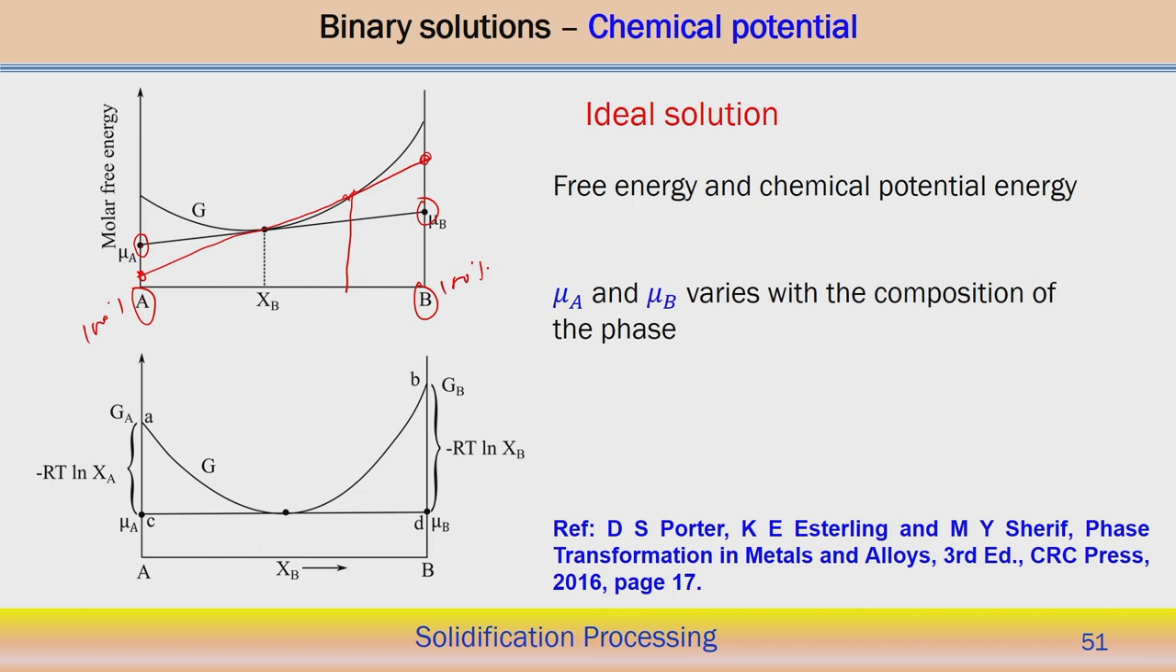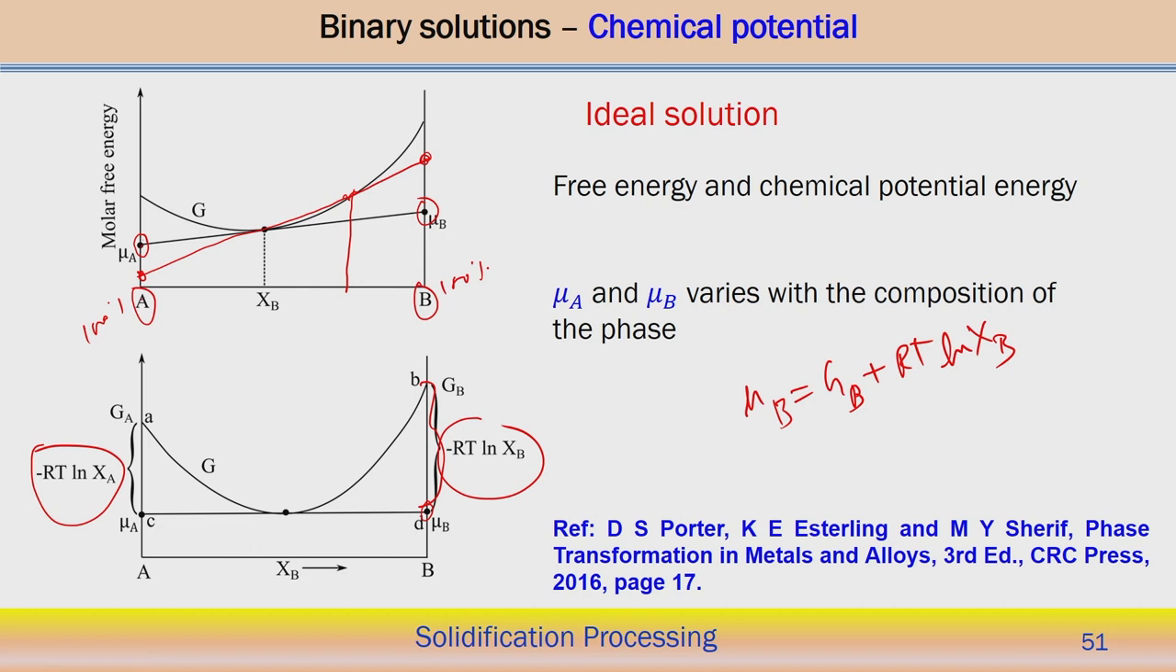So the expression we have already seen, the parts RT ln XA and RT ln XB, these are the quantities, and they indicate the deviation from G_B, because mu B equal to G_B plus RT ln XB. So here this indicates mu B, because both are negative quantities with respect to G_B, the deviation, the minus RT ln XB, that indicates the total value of mu B at this particular point.